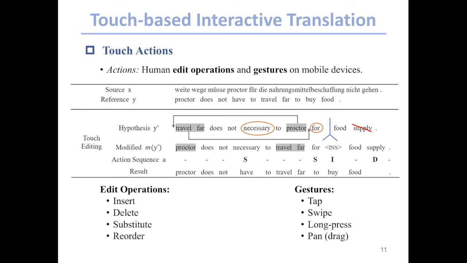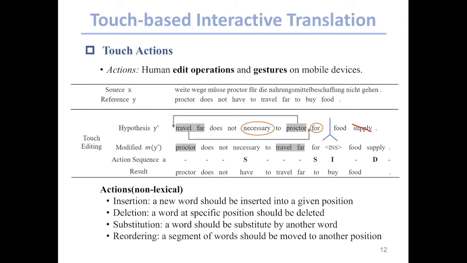As shown in the example, given a source sentence, the translation model will generate an original hypothesis, which may be different from the reference. If a user wants to modify the hypothesis into the reference, 4 edit operations can be adopted, which are insertion, deletion, substitution, and reordering. There also exist at least 4 kinds of gestures on mobile devices, like tap, swipe, long press, and drag. Therefore, we define 4 kinds of non-lexical actions, which we call touch actions.